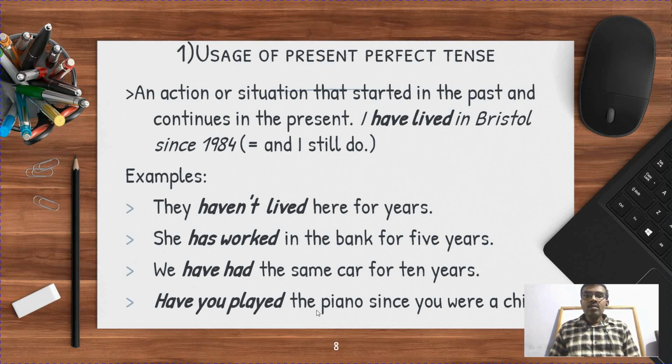So these are the uses of present perfect tense under the condition: an action or situation that started in the past and continues in the present. The action started in the past and it is going on. Going on does not mean continually, it will end. Okay, fine.